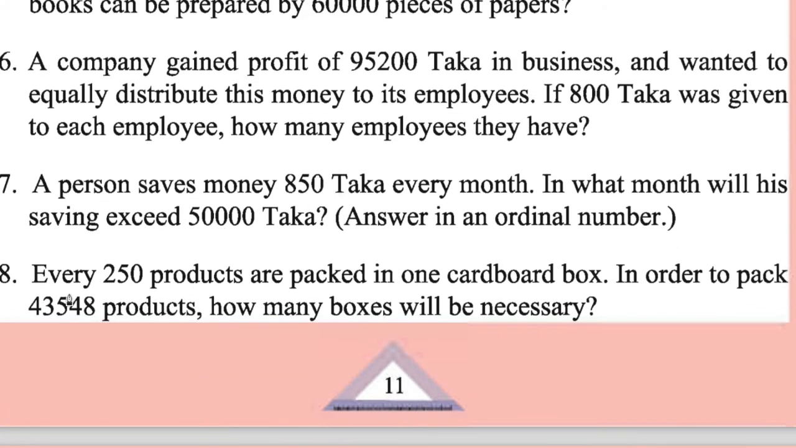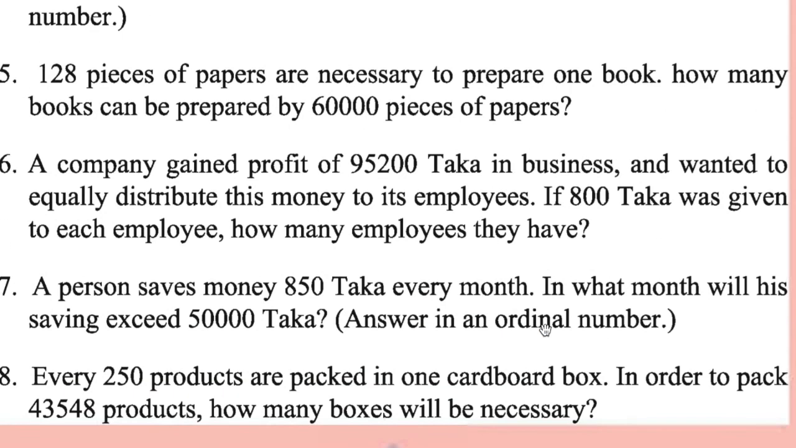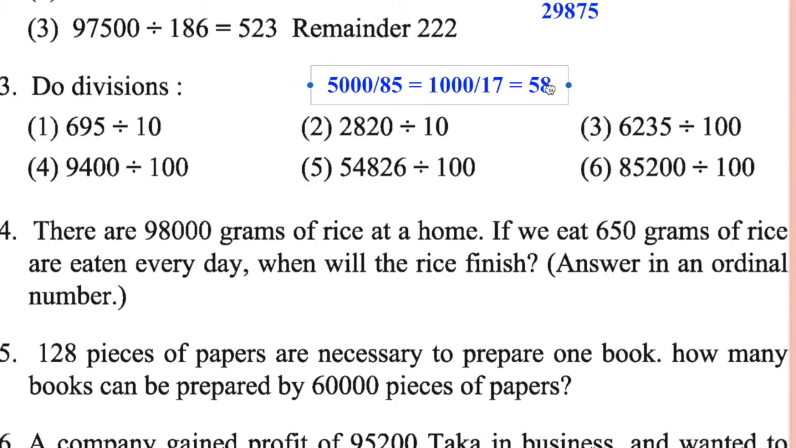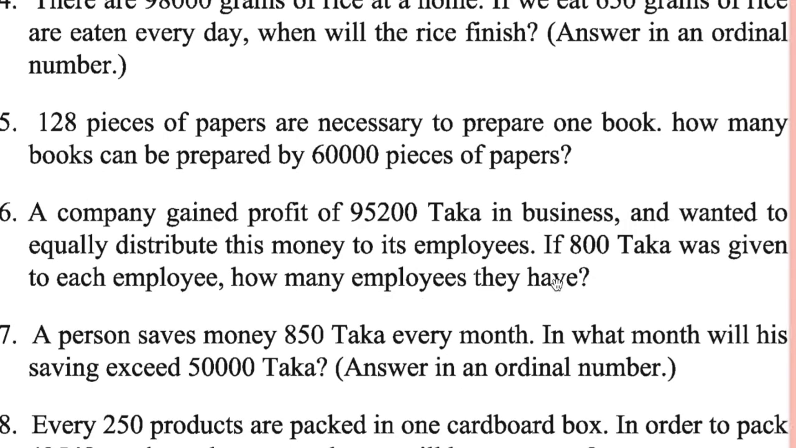Every 250 products are packed in one cardboard box. In order to pack 43,548 products, how many boxes will be necessary? 43,548 divided by 250.